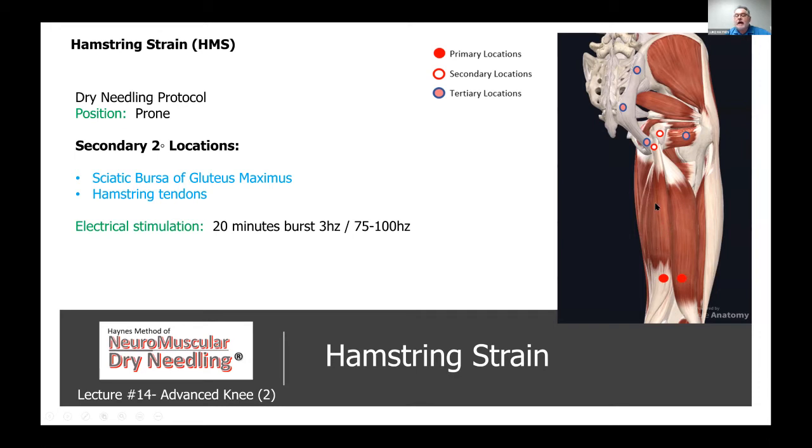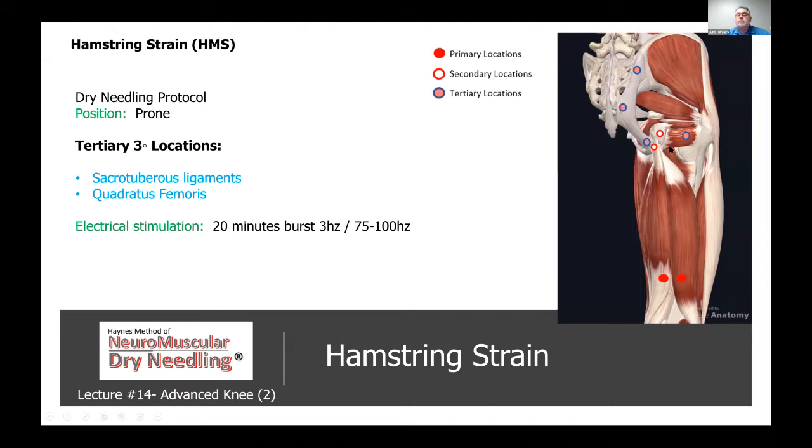Always, if we can identify if that strain is more mid-belly, which it more frequently is, then we can definitely move our needle locations from the distal aspect up to mid-belly of the hamstrings. Needle those right there and get that response that we're looking for. Finally, we can look at our sacrotuberous ligaments and quadratus femoris.